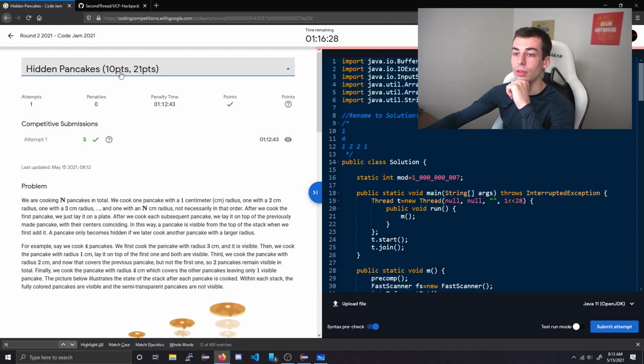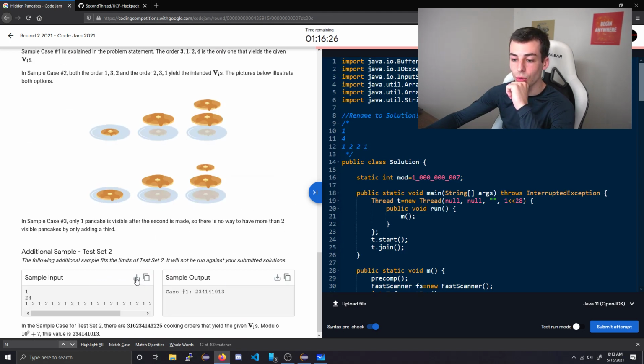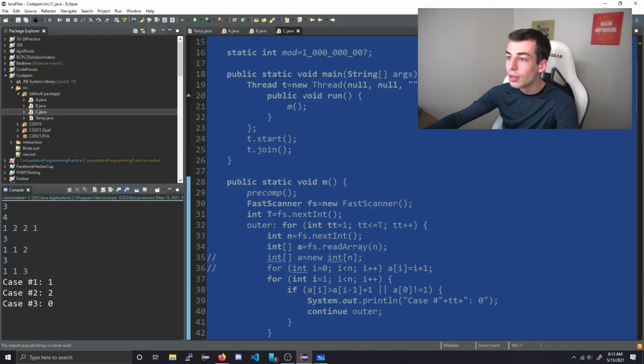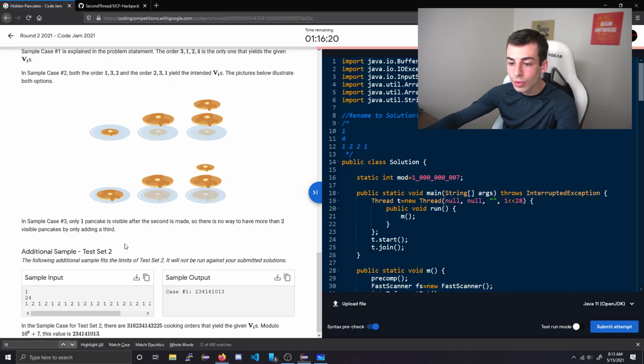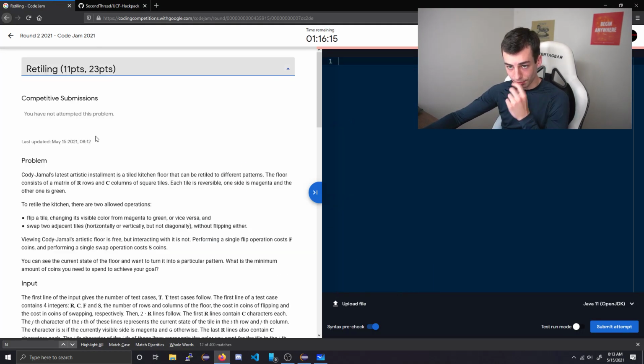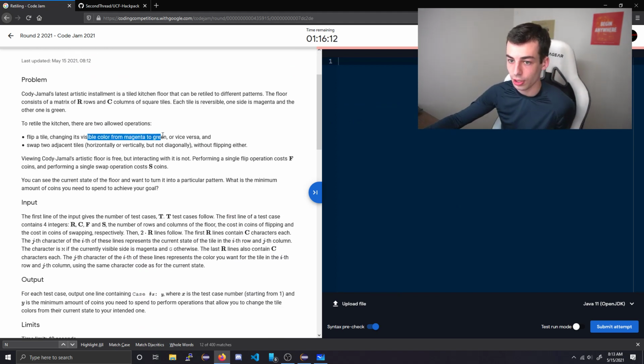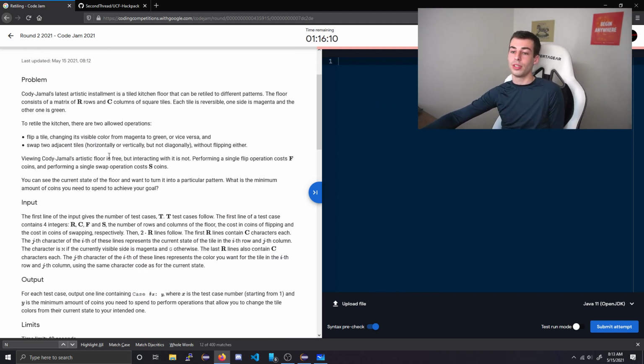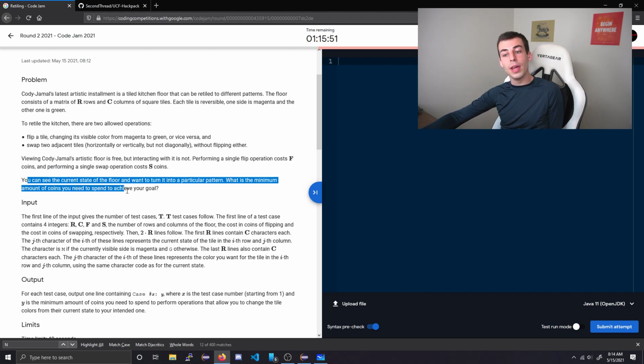Okay, we got the first one. Oh wait, ooh. And 3, all right, looks good. So you can change its thing, or you can swap two adjacent without flipping either. So this might fix two things at once. Viewing the artistic floor is free, but interacting is not. Performing a single tile flip costs F, performing a single swap costs S. You can see the current state of the floor and want to turn it into a particular pattern. What's the minimum amount of coins you need to spend to achieve your goal?